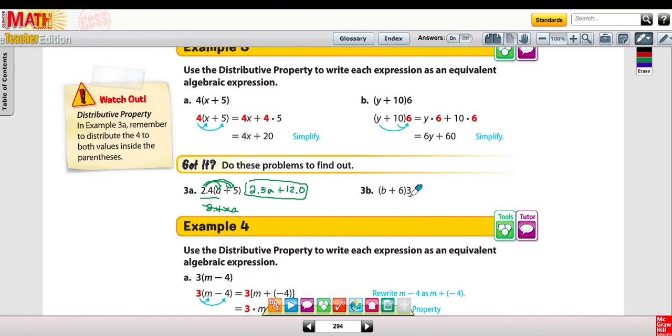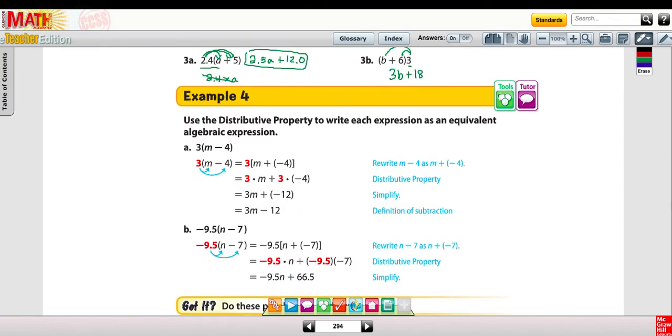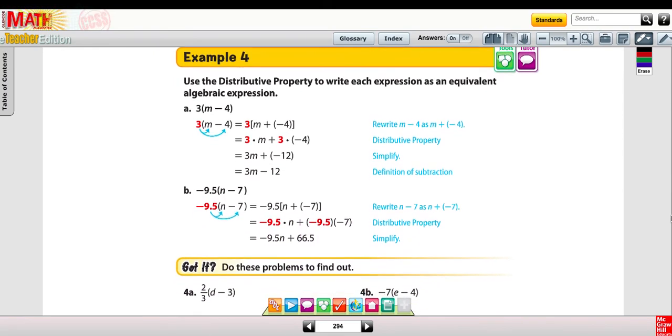Okay, if the number is on the outside of the parentheses on the other side, it's not a big deal. You just still distribute that to what's on the inside. So 3 times b is 3b, and 3 times 6 is 18. So 3b plus 18 is the answer for 3b.